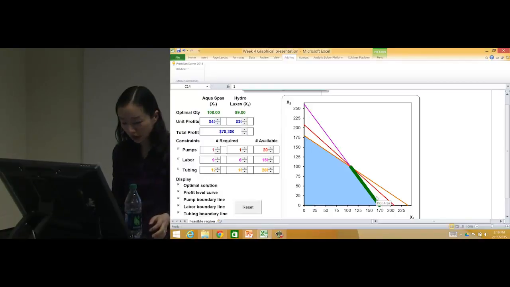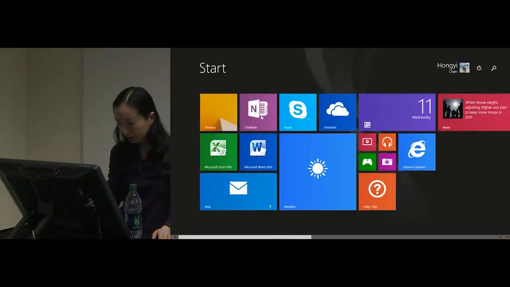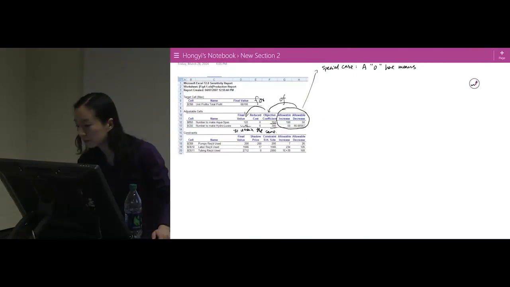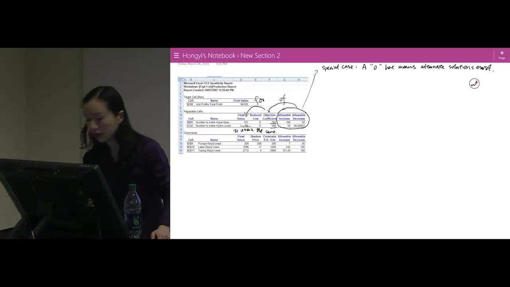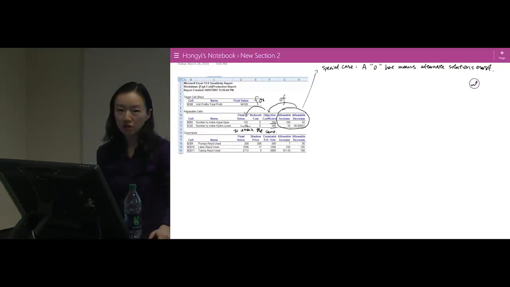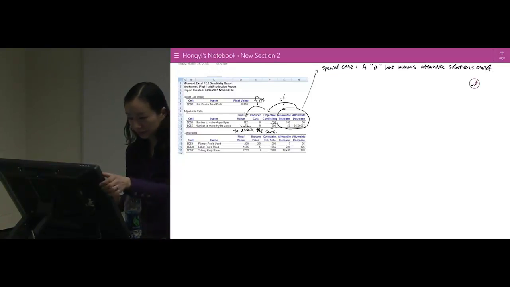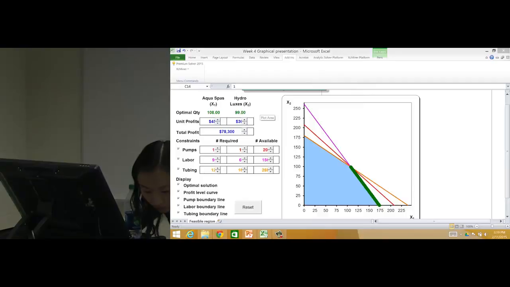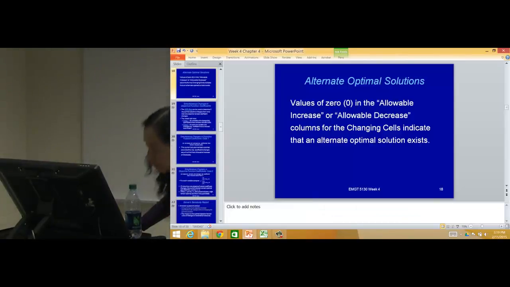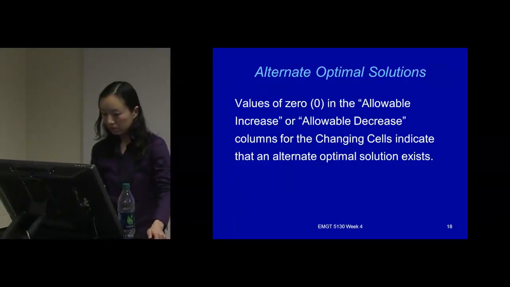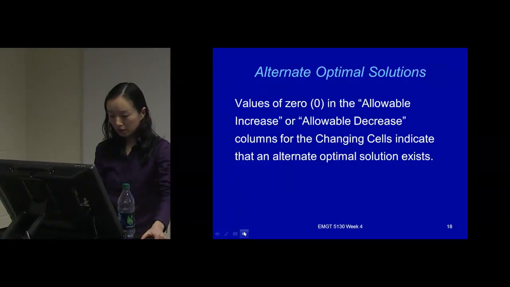Okay. Now we go back to here. Okay, alternate solution exists. Okay, so any 0 here means alternate solution exists. So that's what this slide means.